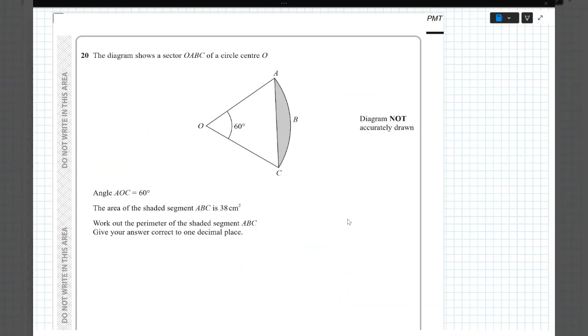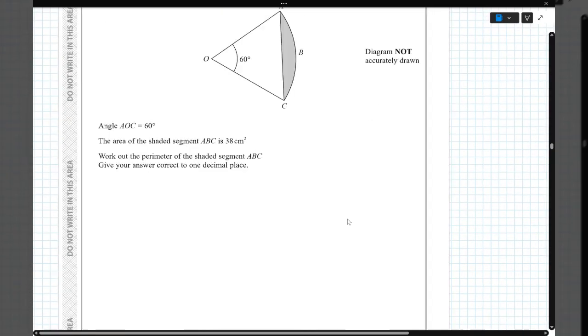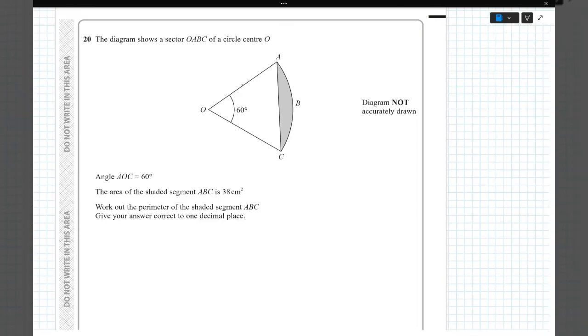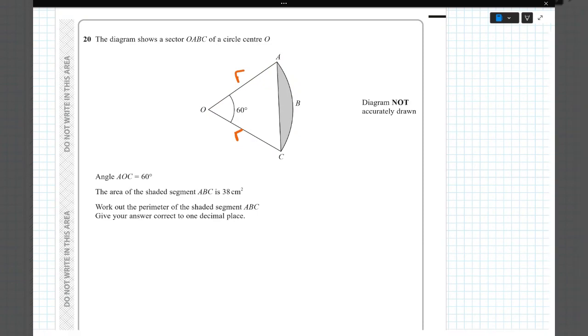Okay, last one we'll do on this video. I don't want to get halfway through and get cut off. 4 marks. So the diagram shows a sector OABC of a circle centre O, which means that's a radius. That's a radius. Angle AOC is 60, which is quite nice. The area of the shaded segment ABC is 38 centimeters squared. Work out the perimeter of the shaded segment ABC.